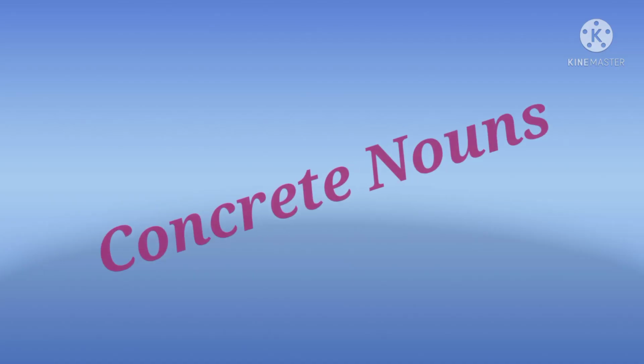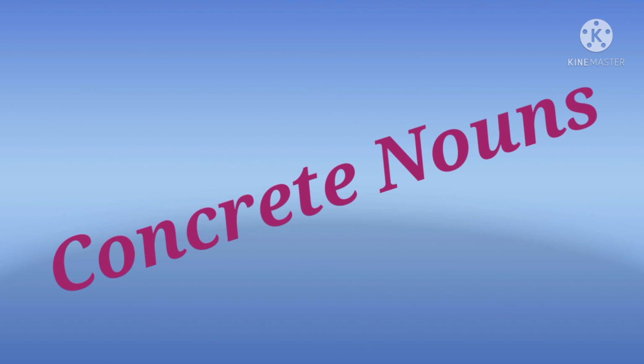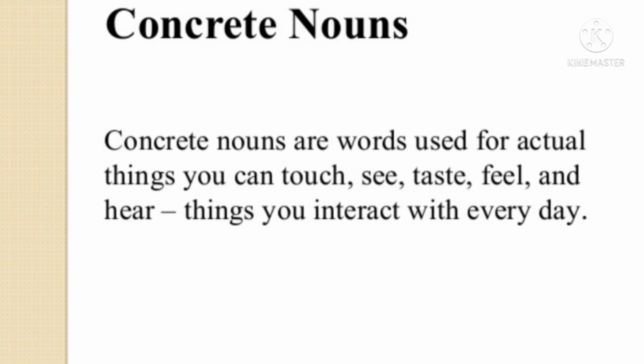The next type of nouns are called concrete nouns. If abstract nouns cannot be seen, touched, tasted, felt, or heard, concrete nouns can be touched, seen, tasted, felt, and heard. So most of the nouns are included in the concrete nouns, meaning even the common nouns which we see, which we touch, all these are included in the concrete nouns.